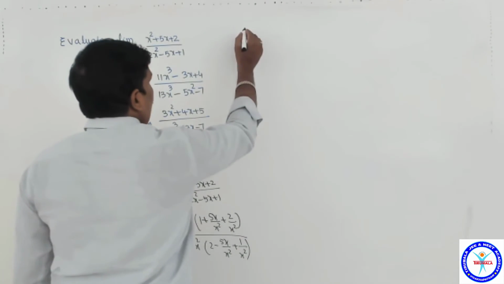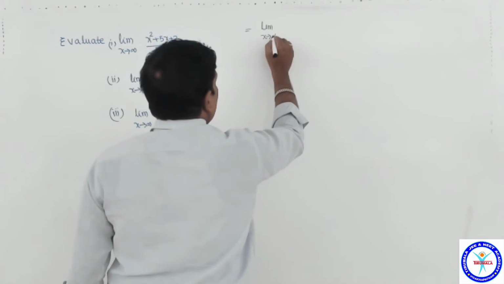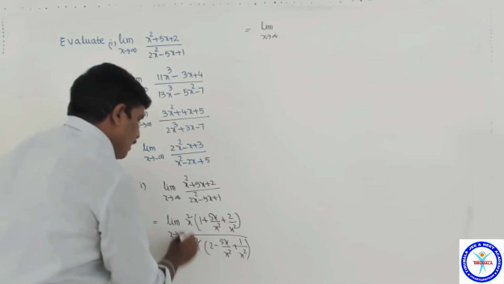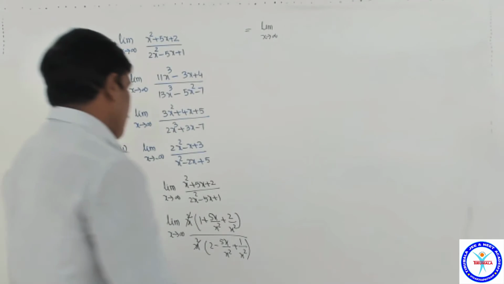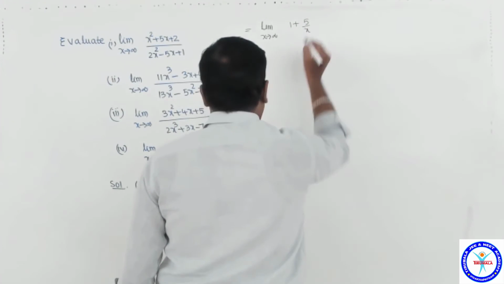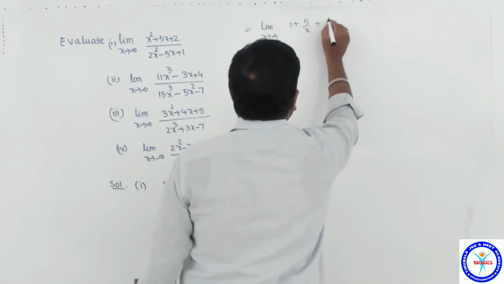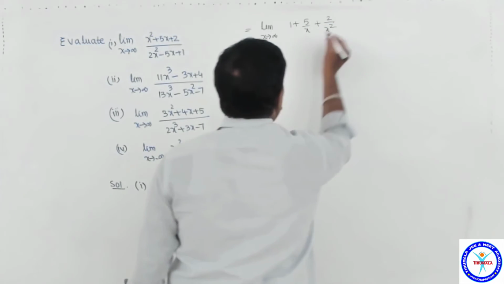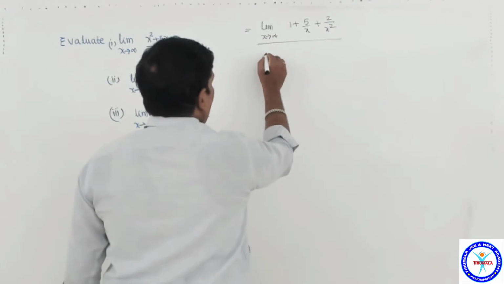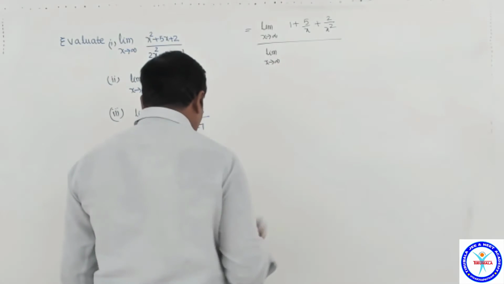Now this is equal to limit x tends to infinity, cancel x square, 1 plus 5 by x, cancel these values, plus 2 by x square, divided by limit x tends to infinity.